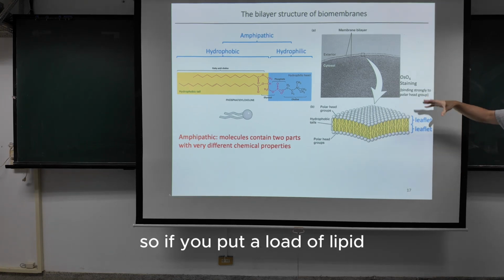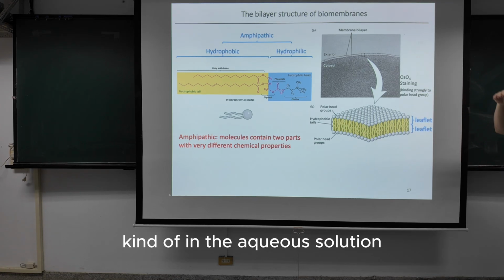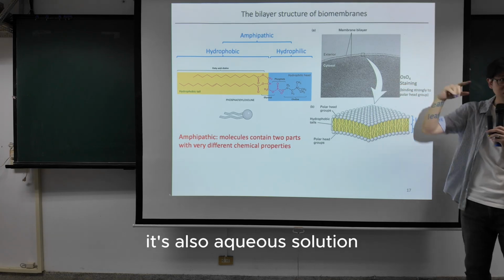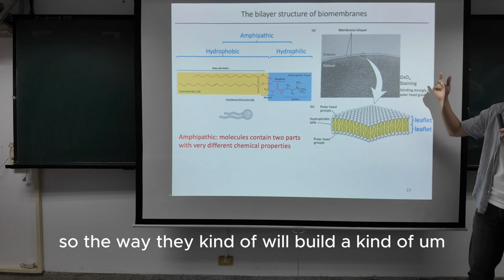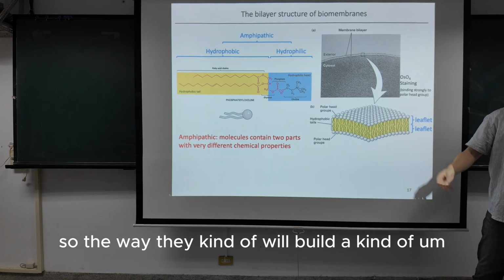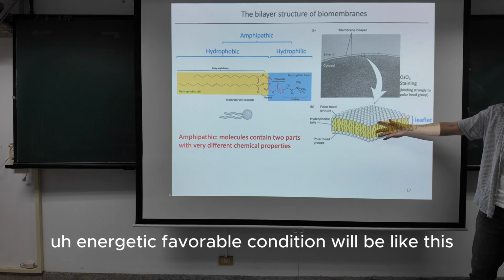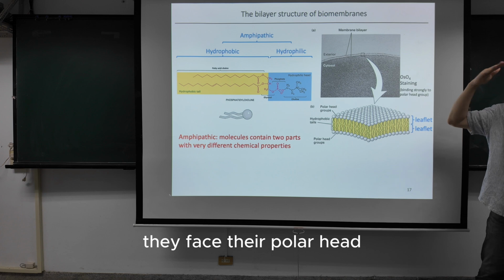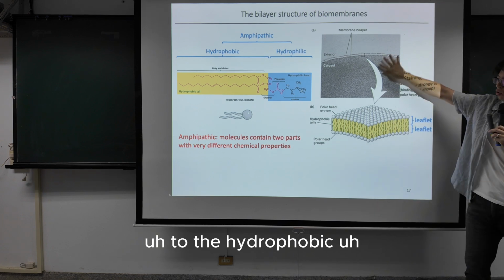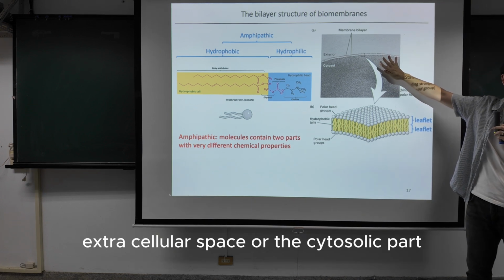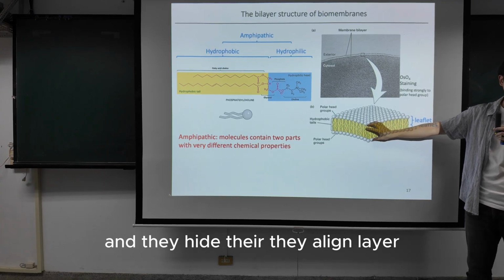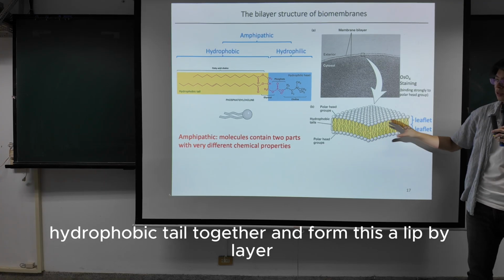So if you put those lipids in an aqueous solution, outside the cell it's a water solution, in the cytosol it's also an aqueous solution, the way they build up an energetically favorable condition will be like this. They face their polar head, which is the hydrophilic part, to the hydrophilic extracellular space or the cytosol, and they align their hydrophobic tails together and form this lipid bilayer.